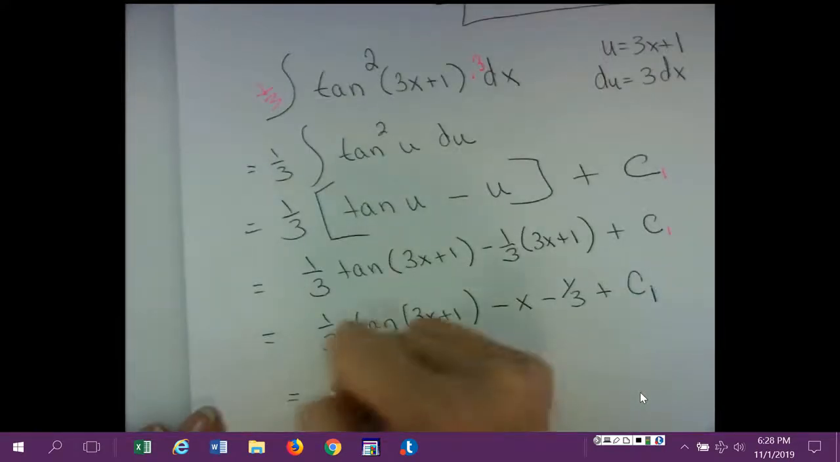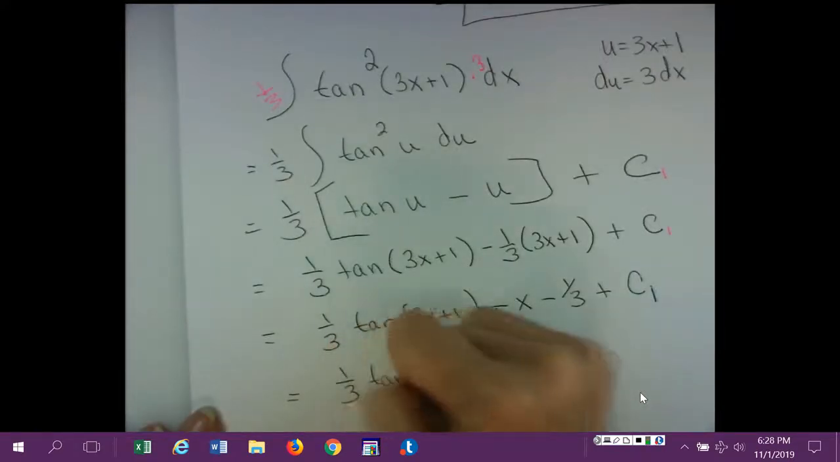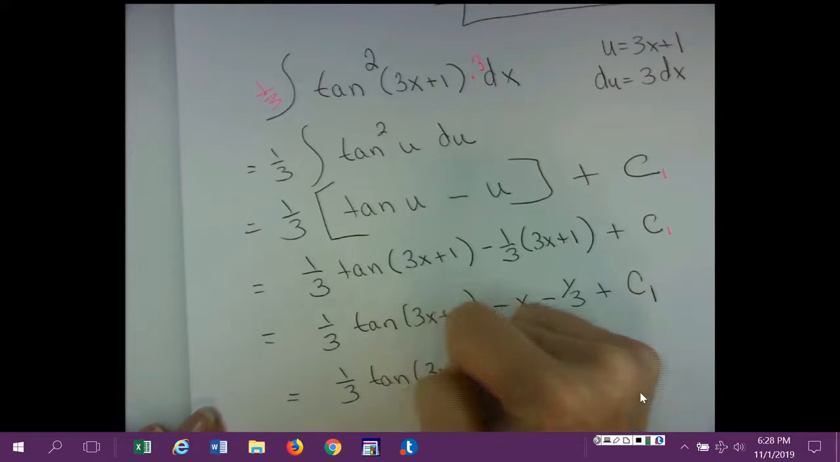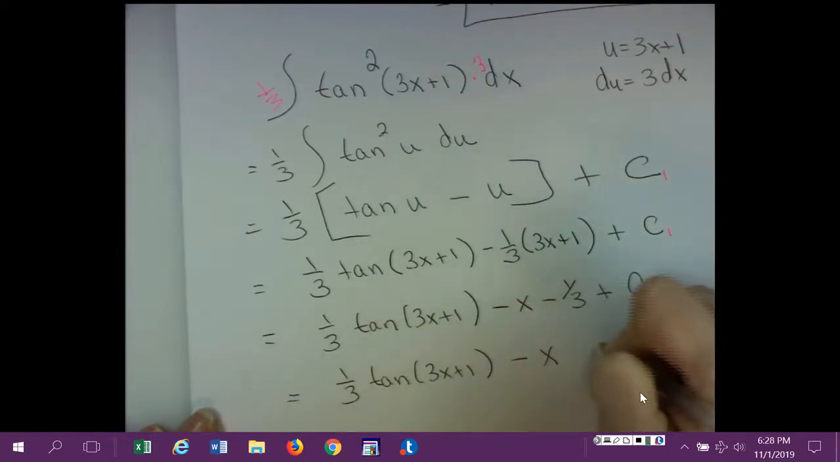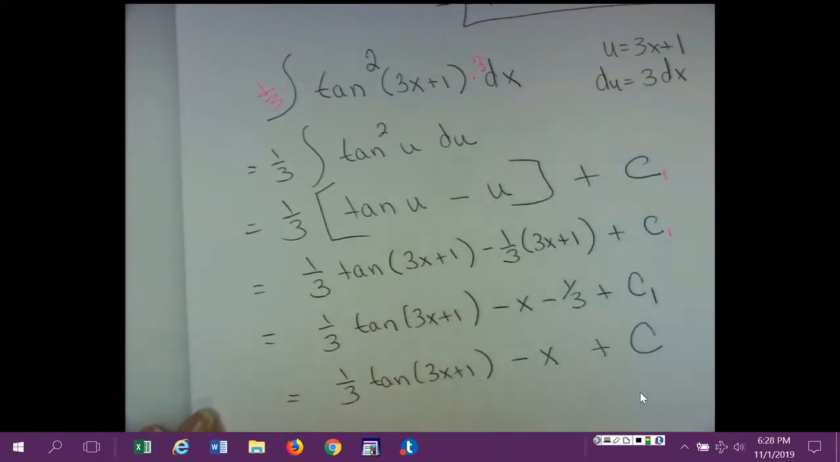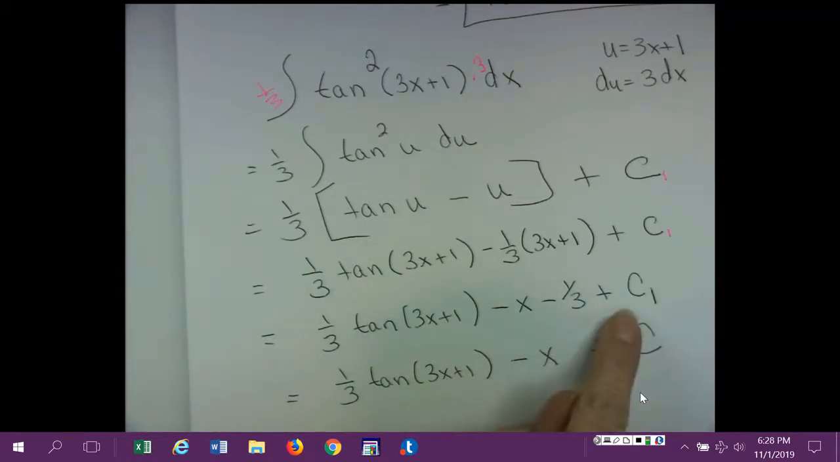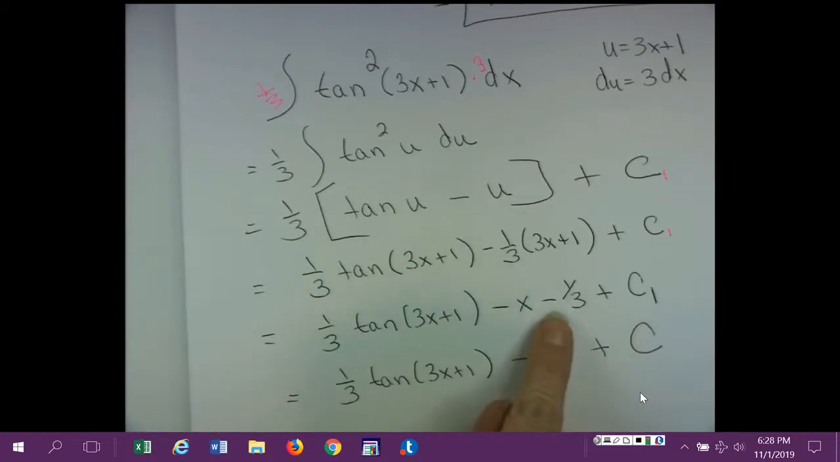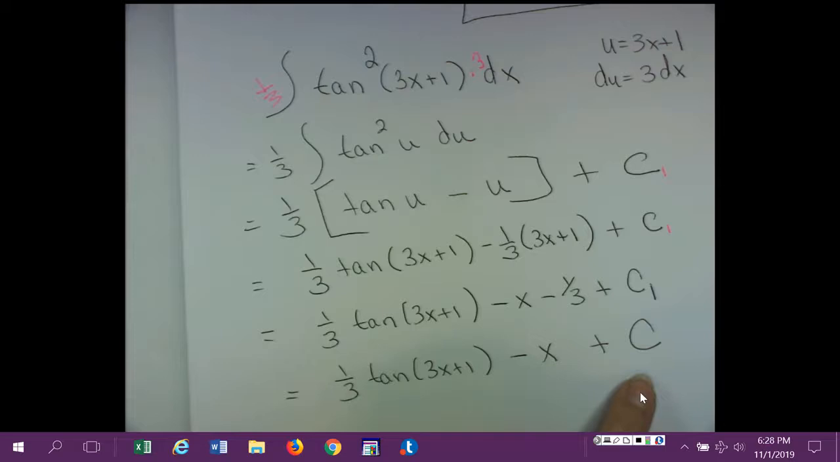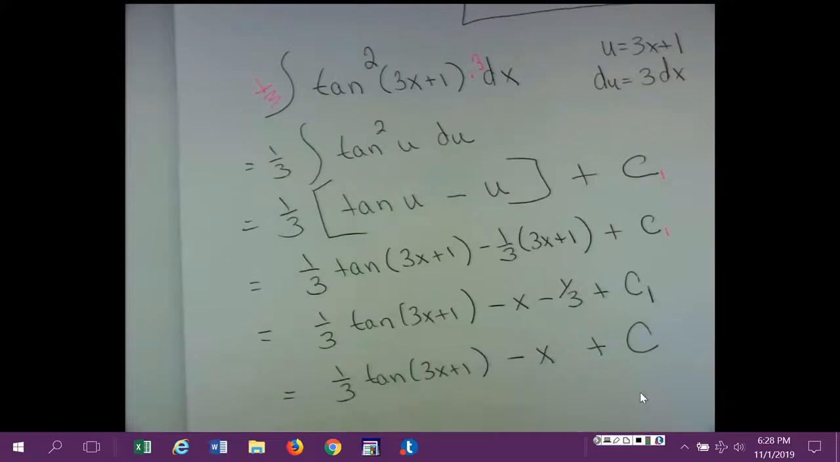So we would have to say 1/3 tangent of 3x plus 1 minus x, and watch this, plus an overall c. If c sub 1 is any real number, and if you add a negative 1/3 to it, it's still any real number, so plus overall c. Final answer.